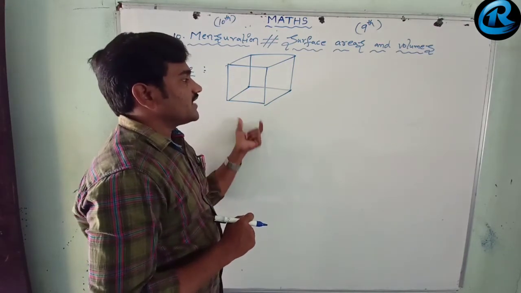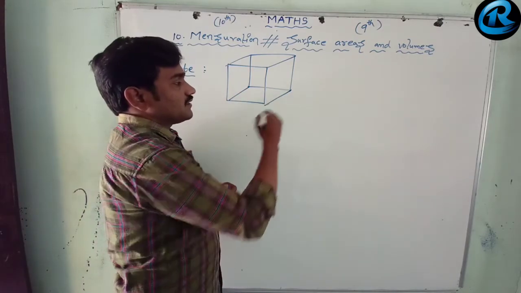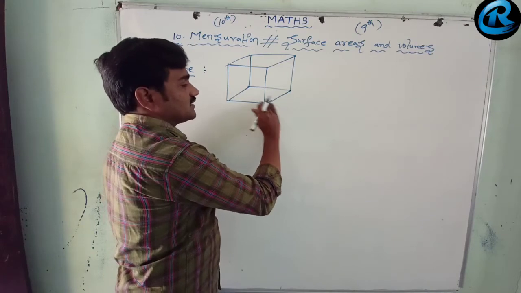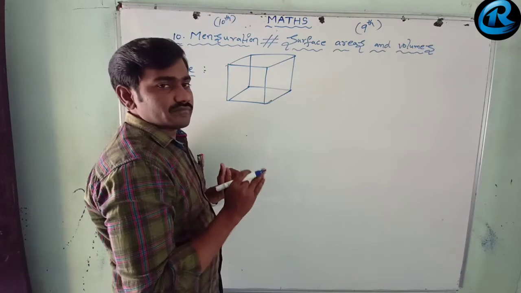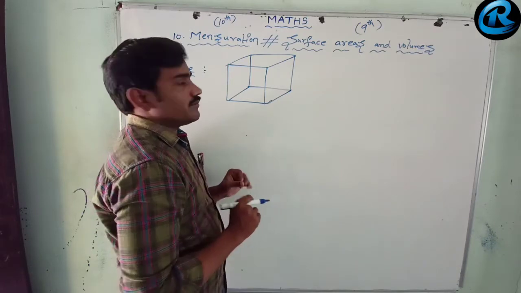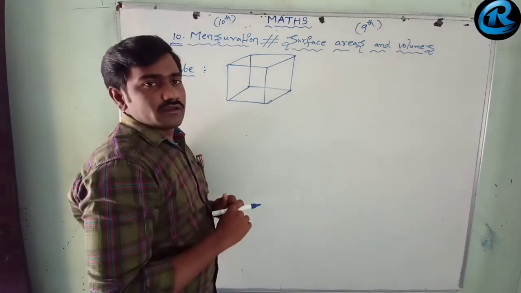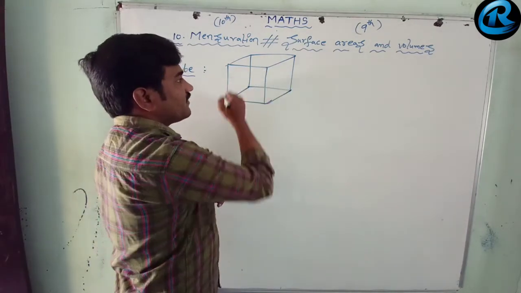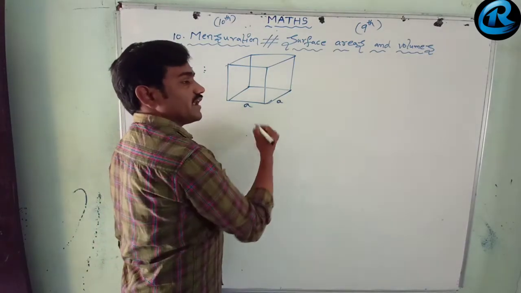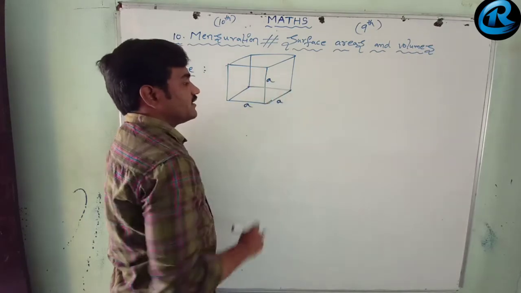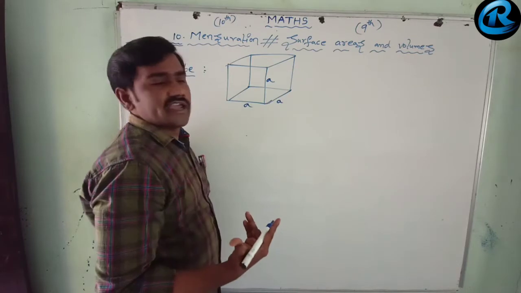6 faces, 8 vertices and 12 edges. These line segments on the sides are known as edges. For all solid figures there will be length, breadth and height. But here the length, breadth and height will be the same for the cube, because a cube is made up of squares, where all the sides are equal. Length equals a units, breadth equals a units, and height will also equal a units.